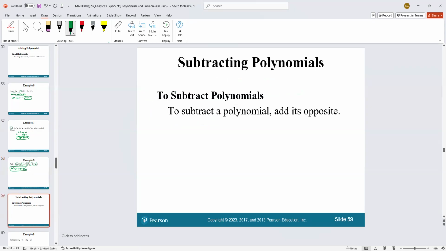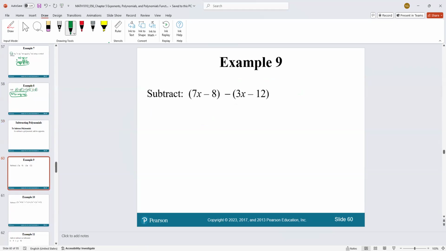We can also subtract polynomials. To subtract polynomials, you add its opposite, okay? Look at this one. The first thing to do is to distribute that negative, because remember, this is 7x minus 8 minus 1 times 3x minus 12. Let's distribute that negative 1. The first parenthesis, no negative in front of the parenthesis, so we can just remove it. But negative 1 times 3x, negative 3x, negative 1 times negative 12, positive 12.